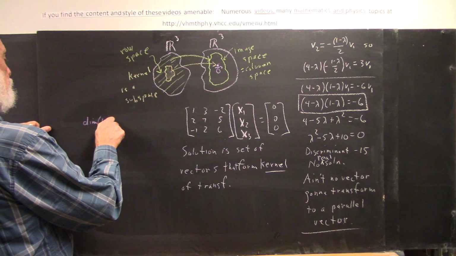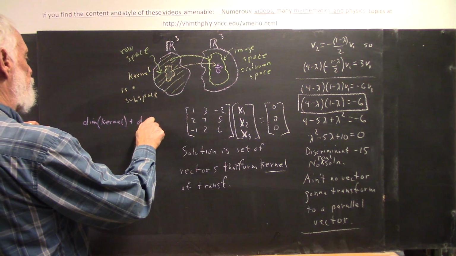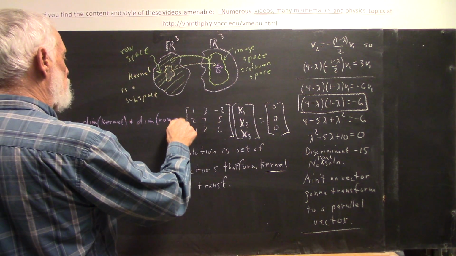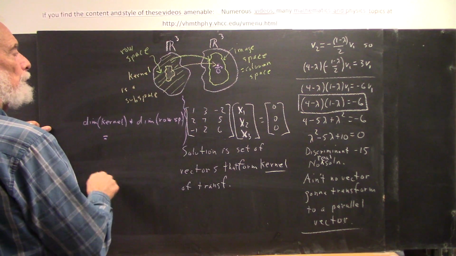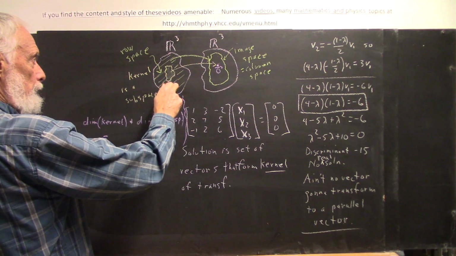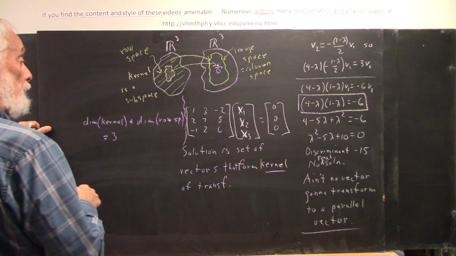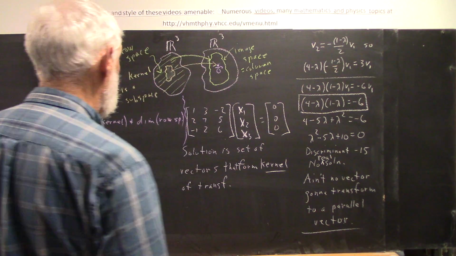the dimension of the kernel plus the dimension of the row space equals the dimension of this space here. And in that case it would be 3, okay, for this picture and for this matrix.